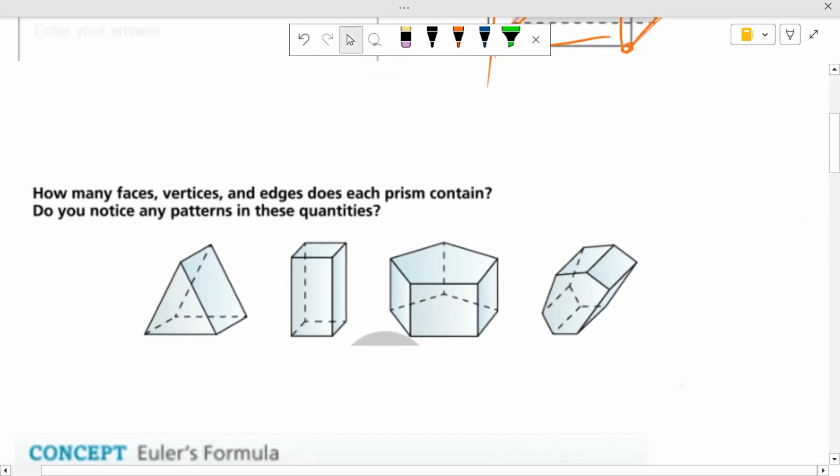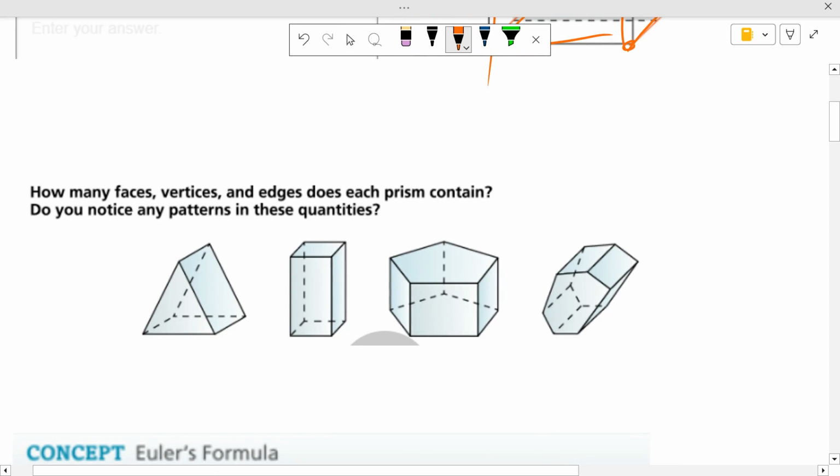So, on these, triangular prism. This thing, how many faces does it have? How many sides? 5. 1 at the top, 1 at the bottom, 3 around the sides. So it has 5 faces. How many vertices does it have? How many points? 6. 3 around the top, 3 around the bottom. How many edges does it have? 3 around the top, 3 around the bottom, and 3 that connect them. 9.